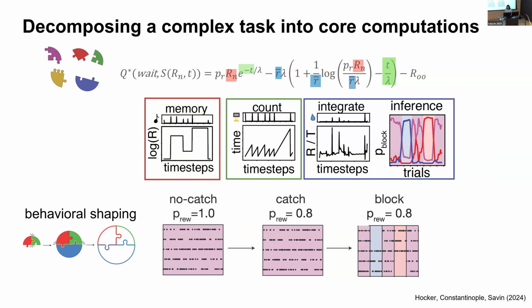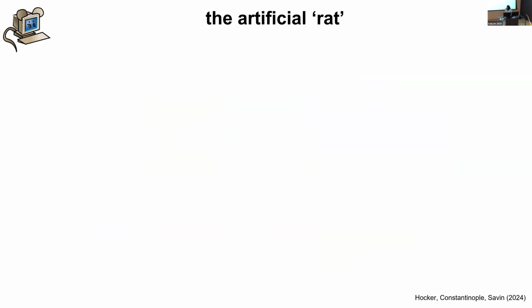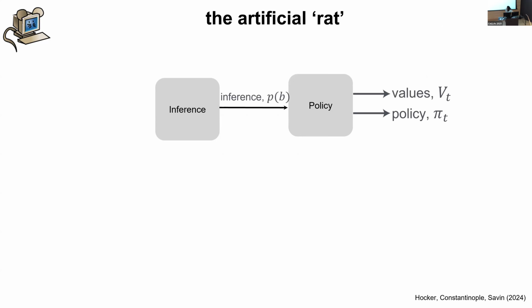Okay, I didn't tell you exactly what this artificial rat is, but the architecture is motivated by a combination of biology and computational goals. We couldn't play with it too much, but there's an inference module that we pre-trained to do inference in the context of the kindergarten. And there's a policy module which gives you values and policies.